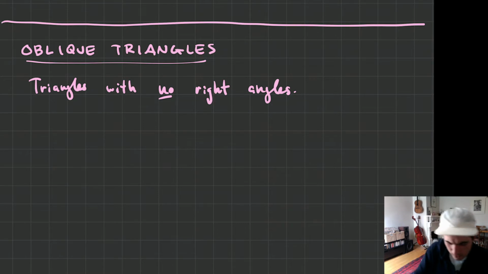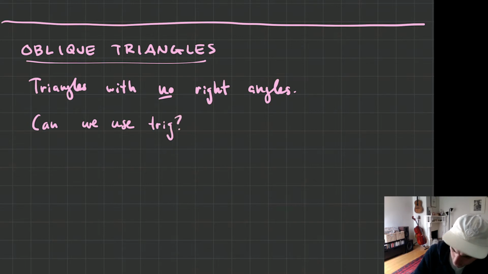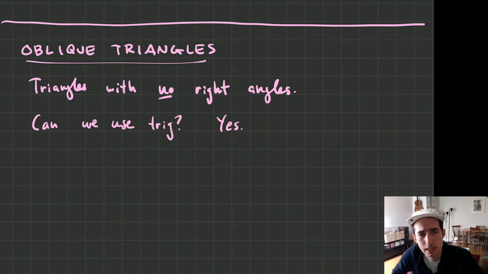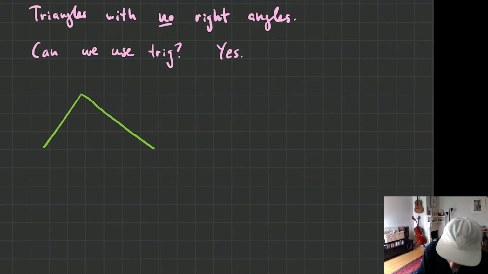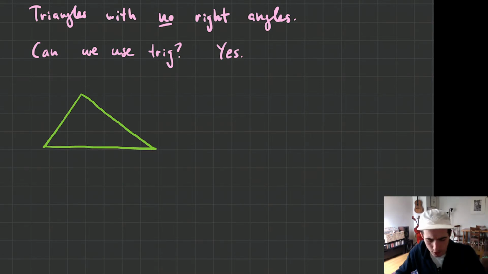Okay, so can we use trig? Well, the answer is yes. We can use trig. The trigonometry is going to have to be just slightly adjusted, but yes, we can use sine, cosine, and tangent functions here. So let's talk about how we would do that. I'm going to talk about an oblique triangle. So this is what an oblique triangle looks like.